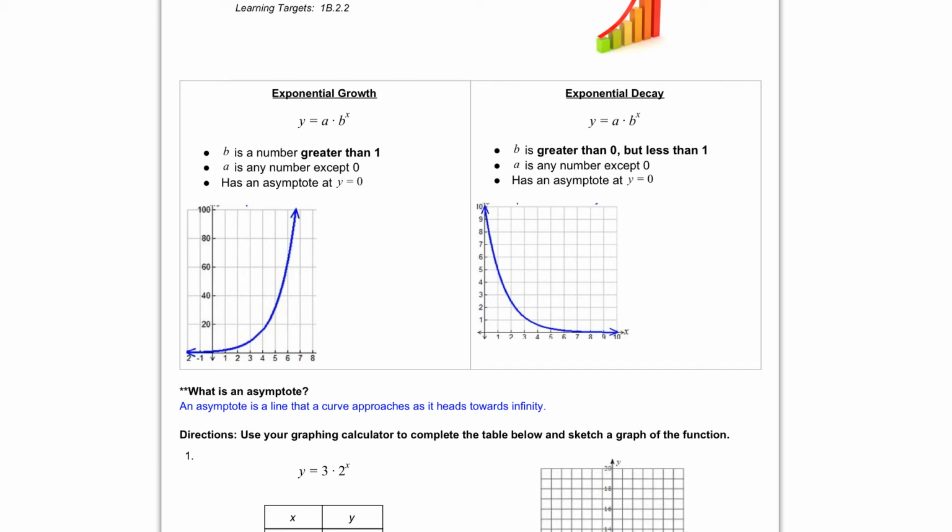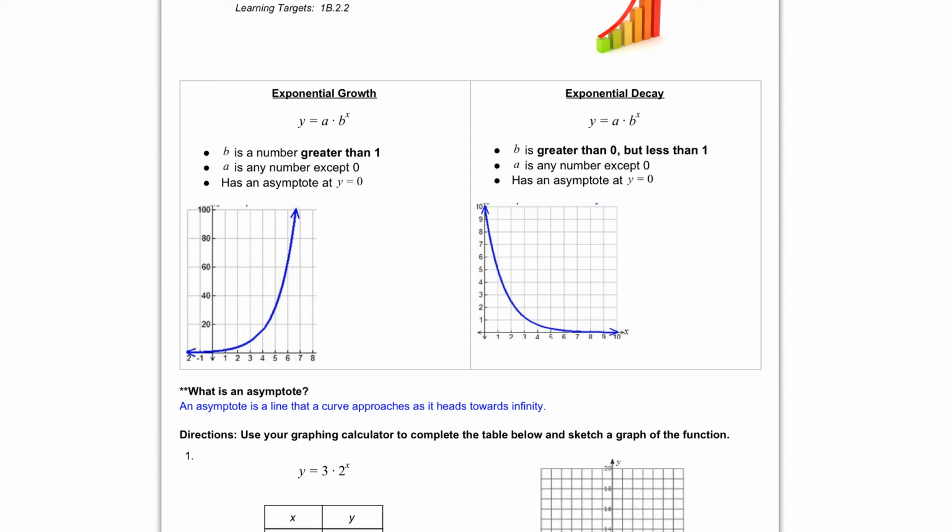Test 2.6 is going to have us graph exponential functions. We have two different types of exponential functions: exponential growth and exponential decay. The biggest difference between growth and decay is our growth graph is going up from left to right. Notice it's increasing. Our decaying graph, from left to right, is going down, or decreasing.